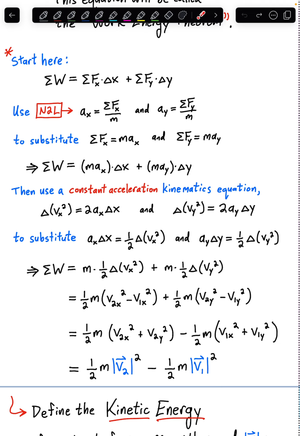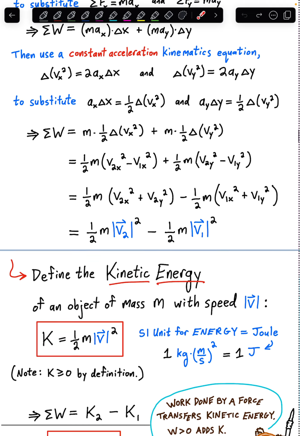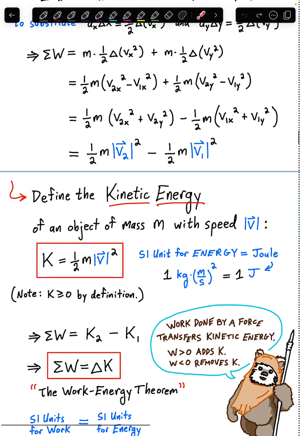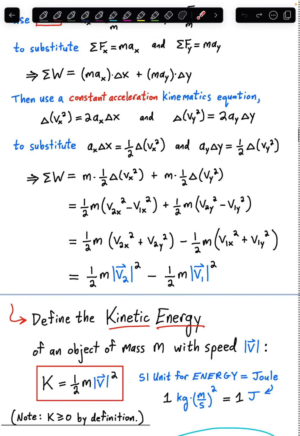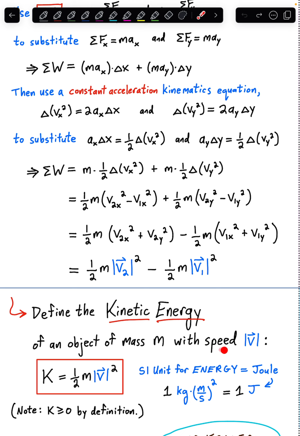And this invites us to define something we're going to call kinetic energy. The kinetic energy of an object of mass m with speed v is defined as 1/2 mv squared. Note that kinetic energy is always non-negative by definition, since mass is positive and our speed squared is also going to be positive or 0.